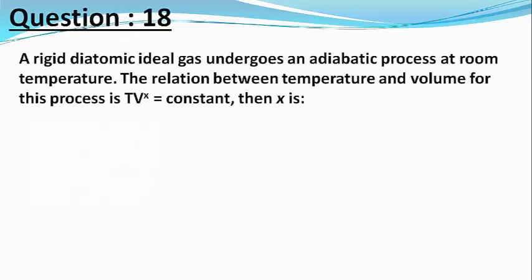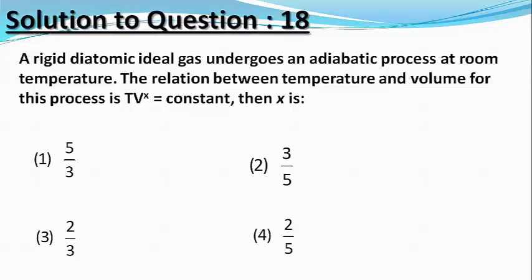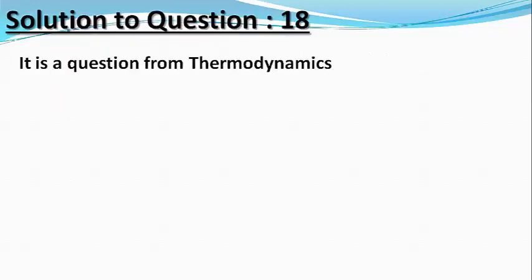Our next question is, a rigid diatomic ideal gas undergoes an adiabatic process at room temperature. The relation between temperature and volume for this process is T V raised to power x is equal to constant. Then x is, our choices are 5 by 3, 3 by 5, 2 by 3 and 2 by 5. This is a rather simple question from the chapter on thermodynamics and can be done fairly simply. Let us solve this question.